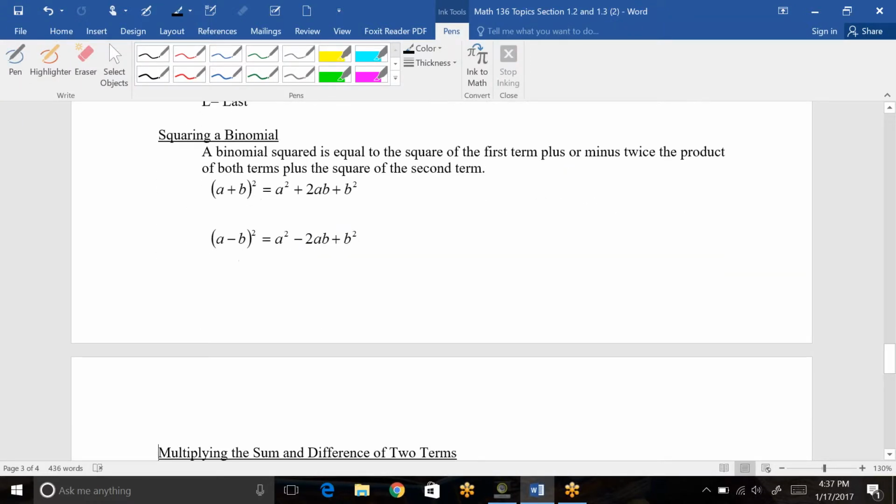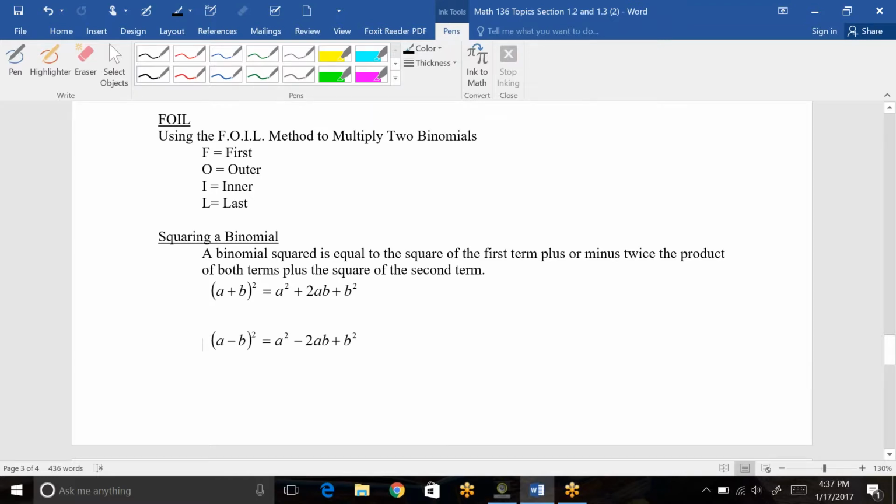FOIL is just a special way of multiplying two binomials together. We'll talk about that when we get to that example. It stands for first, outer, inner, and last. Honestly, you don't need FOIL. You can just distribute, but FOIL and distribute are kind of the same thing. We just give it a special name to help students remember it.